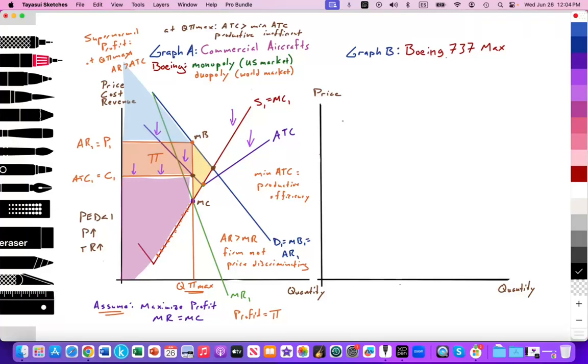So asymmetric information. And this is for higher level students. You're responsible for being able to define and explain this. Asymmetric information is a market failure, a form of a market failure.